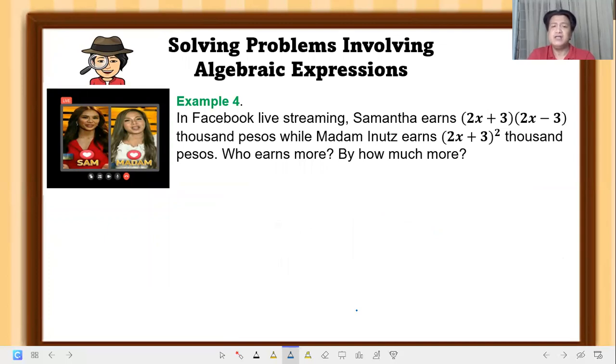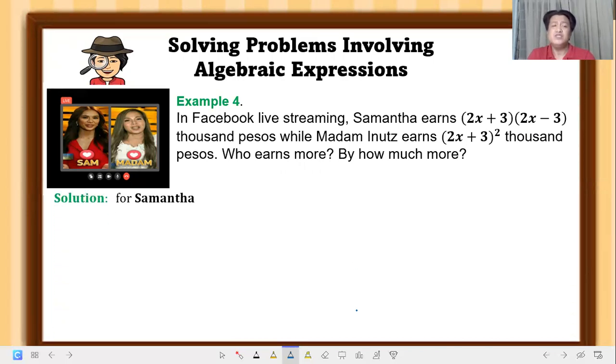In Facebook live streaming, Samantha earns (2x plus 3) times (2x minus 3) thousand pesos, while Madam Inuts earns (2x plus 3) squared thousand pesos. Who earns more? By how much more? Ibig sabihin yan, aalamin natin ngayon, sino ang mas maraming kinita doon sa pagpa-Facebook live streaming at ilan yung dinami ng kinita? Si Samantha ba? Or si Madam Inuts? Di ba? Pares silang active sa social media. So malalaman natin ngayon.